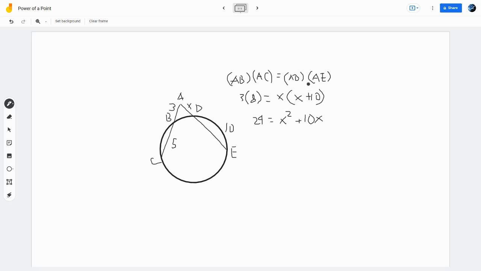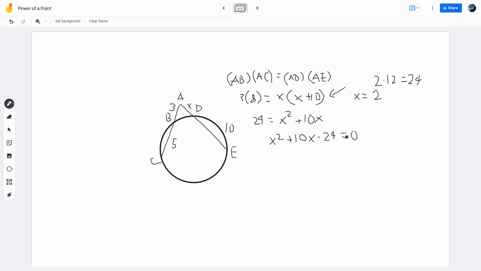And actually at this point, you might not even have to find what x is using a quadratic equation. You can just see that x equals 2 just works, because 2 times 12 equals 24. But let's just solve it with the quadratic method, because we did that last week, and it's going to be a good refresher. So x squared plus 10x minus 24 equals 0.